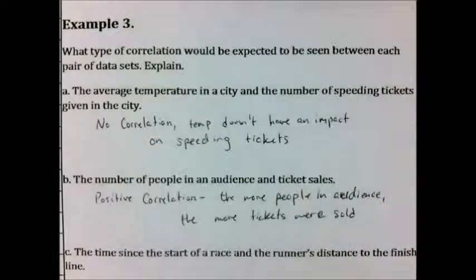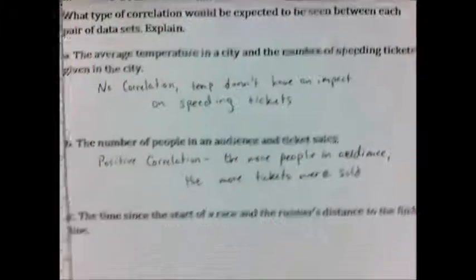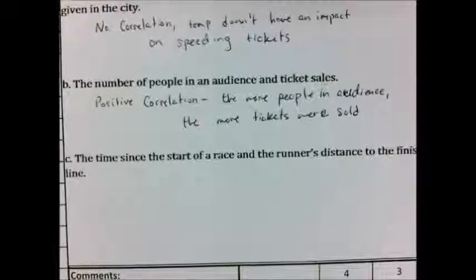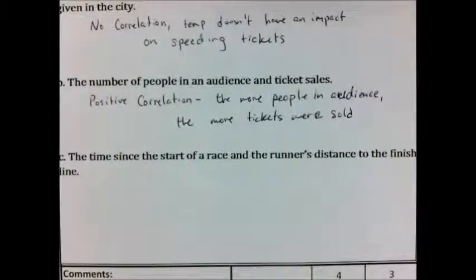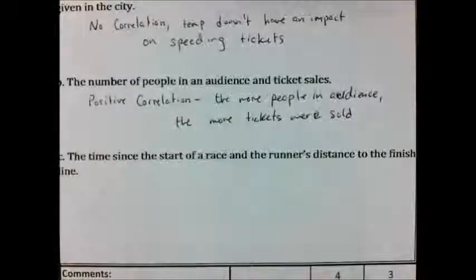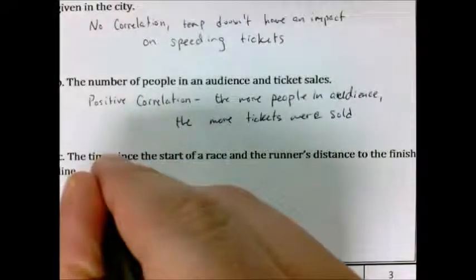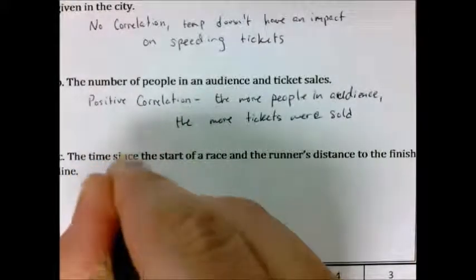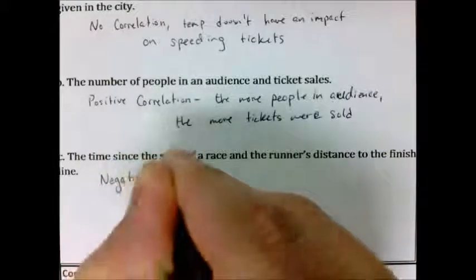Okay, and finally, let's do this last example here, and I'm going to move this down just a little bit. It says the time since the start of the race and the runner's distance to the finish line. So we would assume that as a runner is running longer, they're getting closer to that finish line, so that distance is going down, right? So as the time goes up, the distance from the finish line is going down, and so what that would look like probably is a negative correlation.